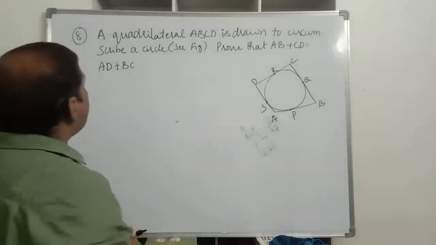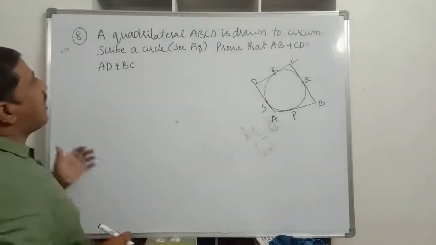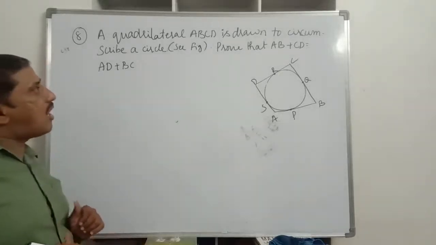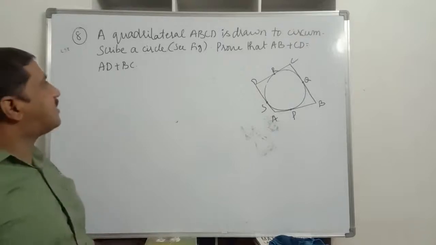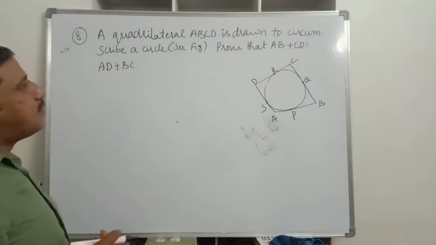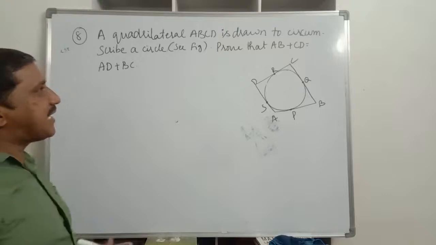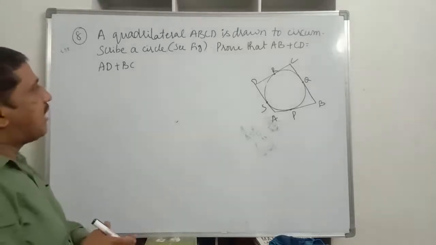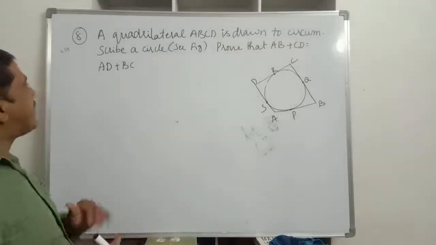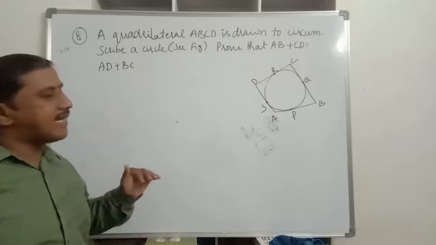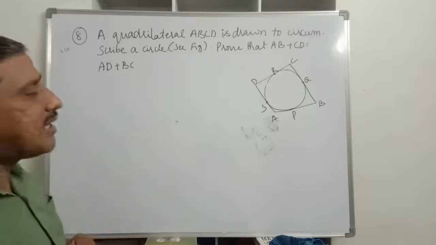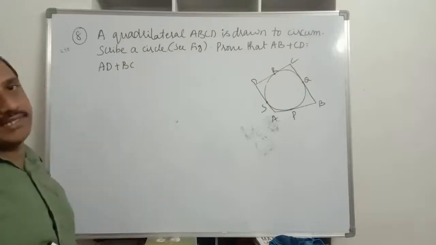Question number 8. A quadrilateral ABCD is drawn to circumscribe a circle. See the figure. Prove that AB plus CD, that is the sum of one pair of opposite sides, is equal to AD plus BC, that is the sum of the other pair of opposite sides. How to prove this?